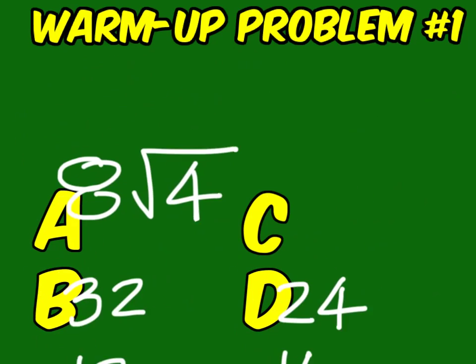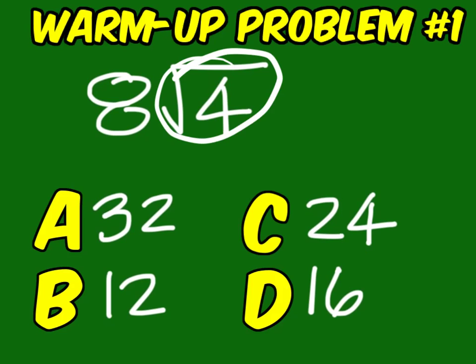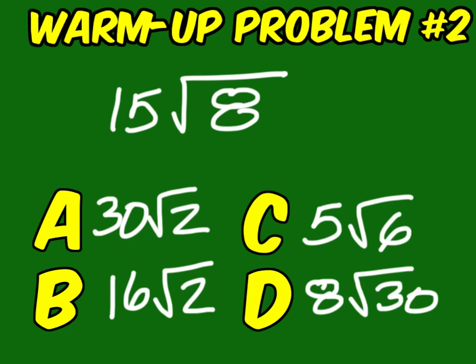On this one, the square root of 4 is 2. So 8 times 2 is 16. D.